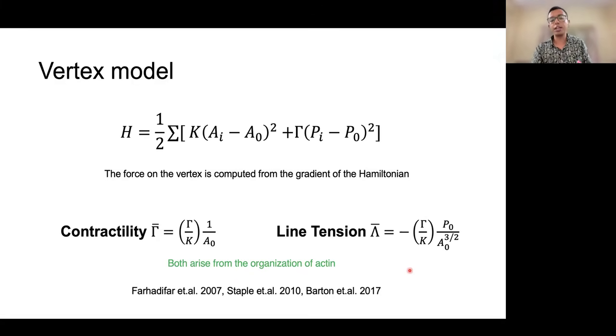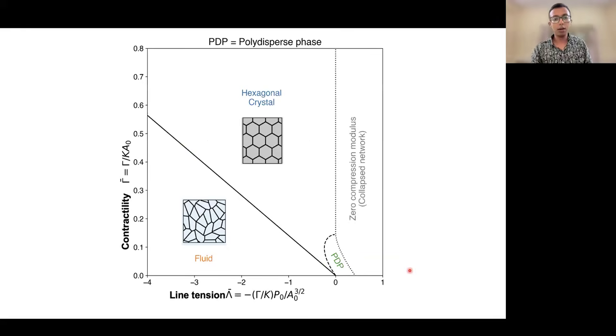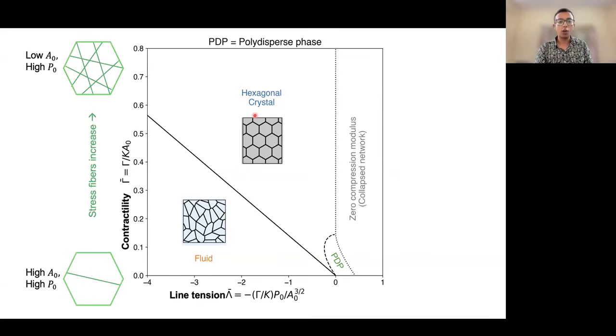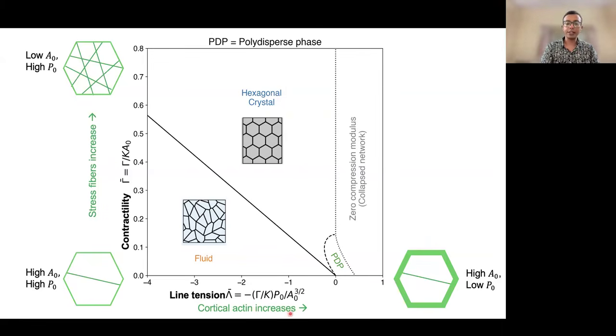In particular, Farhadifar and Staple, who originally worked a lot with the Vertex model, came up with this phase diagram in terms of contractility and line tension, in some part of which you get fluid-like behavior, in another part solid-like behavior. What is interesting is that you can now relate this to the actin morphologies present inside the cell. For example, contractility can be related to the stress fibers: the more stress fibers you have, the higher the contractility, whereas the more junctional or cortical actin you have, the more your line tension.